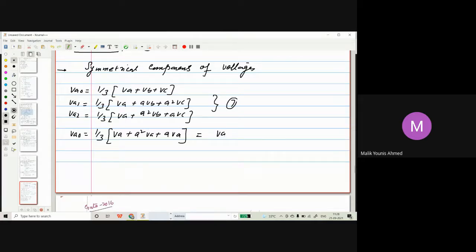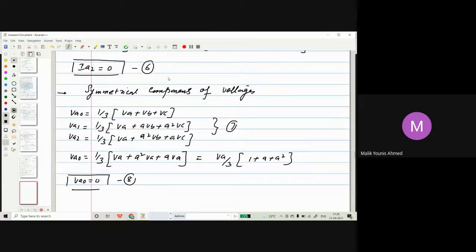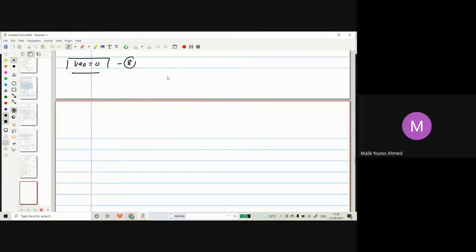Out of this, we are going to take VA by 3 common. So we'll be left with 1 plus A square. So this value should be 0. So VA naught will also become 0 in this case. So let's call it equation number 8. Okay, next is VA1. VA1 was equal to what?